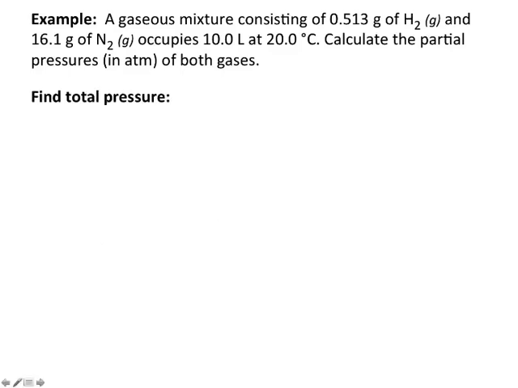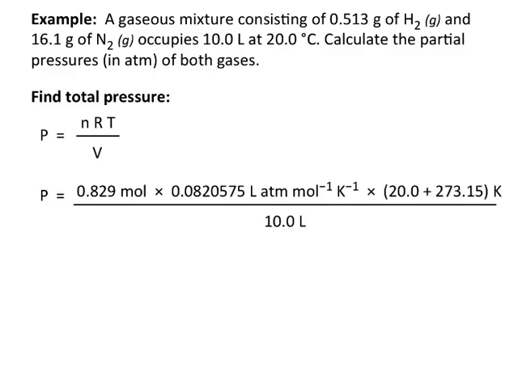The next thing we need to do is find the total pressure, because our equation here is that the mole fraction times the total pressure equals the partial pressure. So that means we need the total pressure. Well, PV equals nRT, or P equals nRT divided by the volume. And so here's how we would throw this all together.